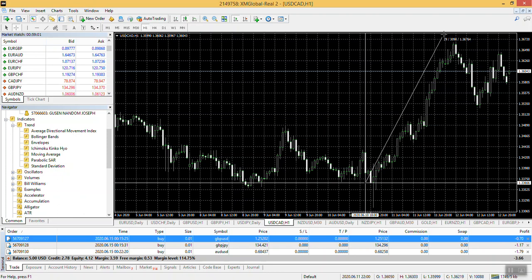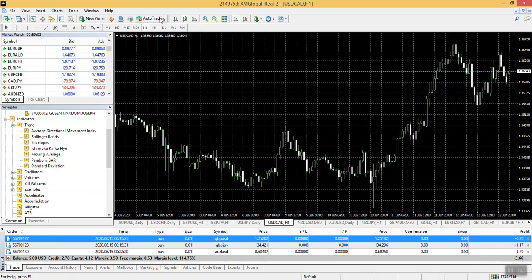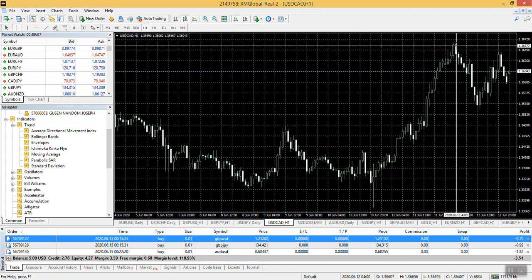from here and it came here. Now we see that the cap shape has formed. Can you see? And then it started falling from here to here. So this cap shape marked the end of this bullish trend and the beginning of a bearish trend.